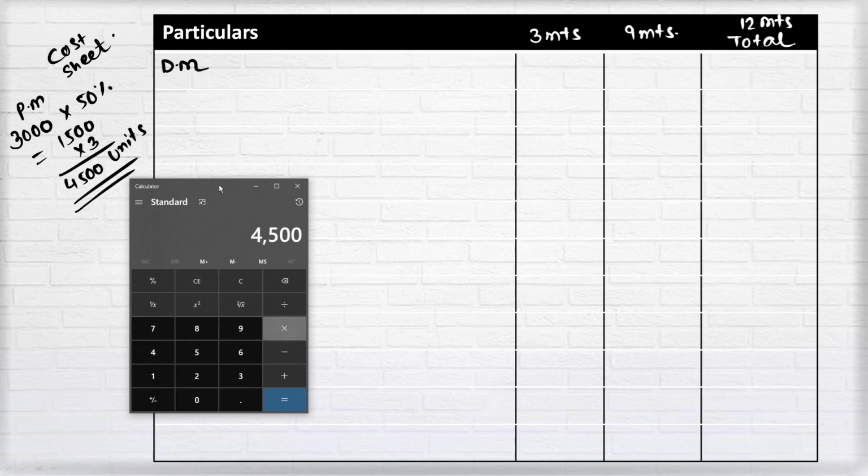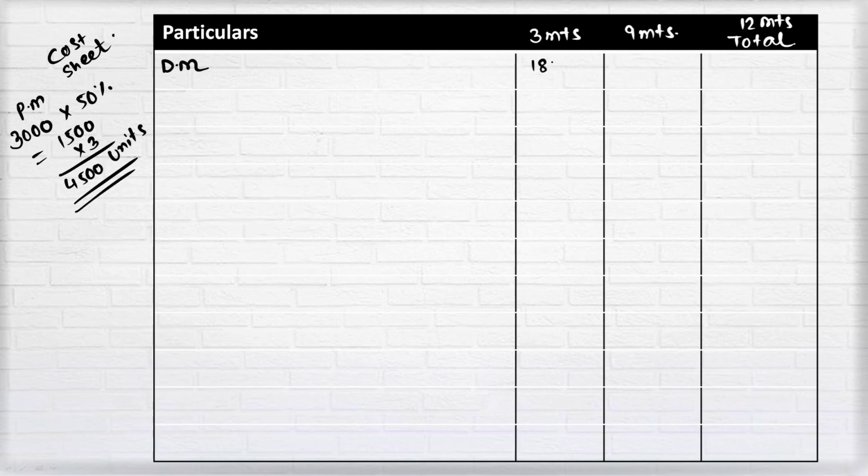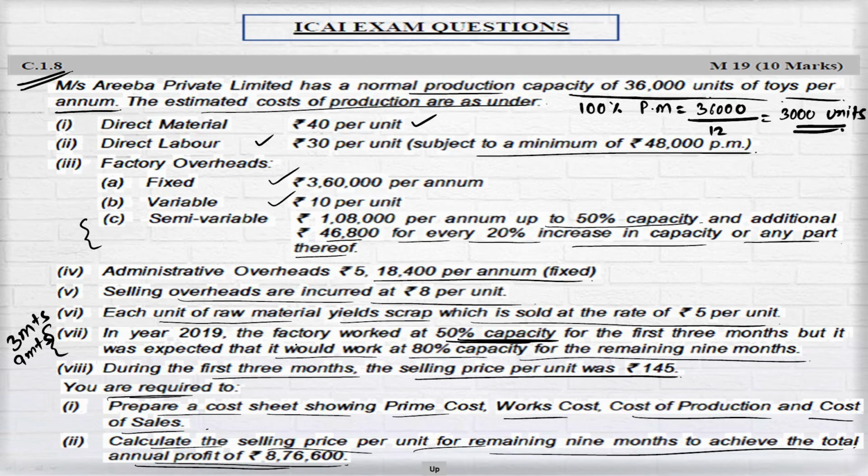It is 4,500 into 40, which is 1,80,000, because it is 40 per unit. Direct labor is 30 per unit, subject to a minimum of 48,000 per month.